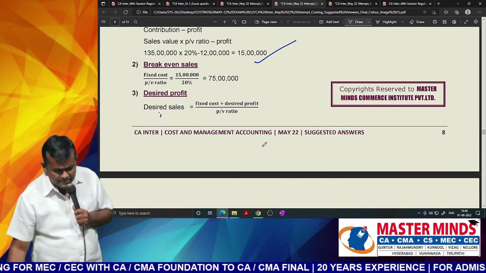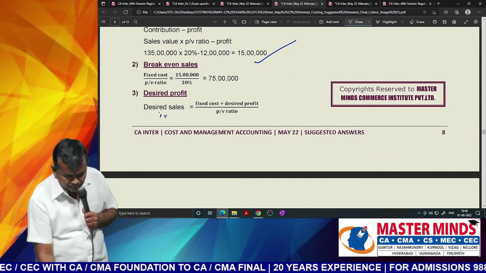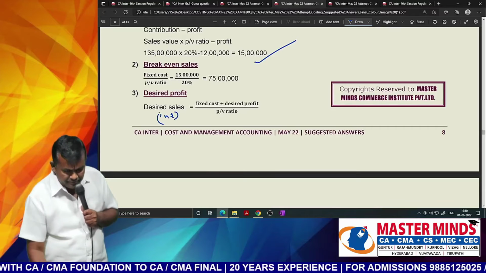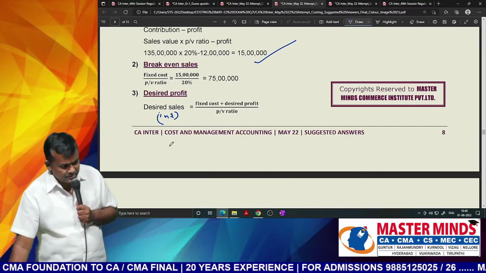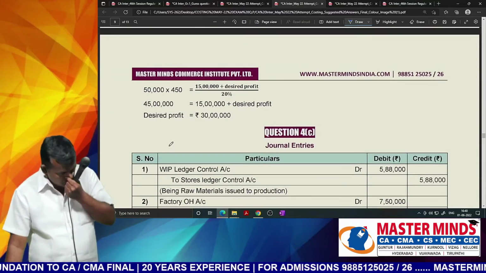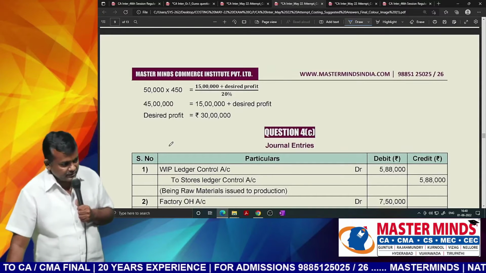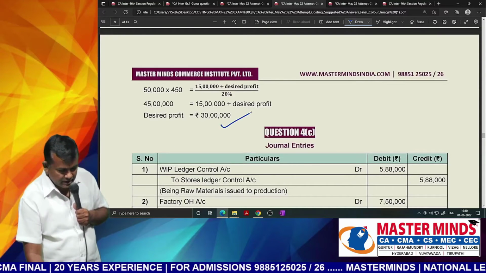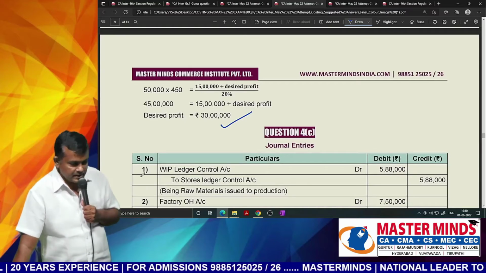So desired sales in rupees equals fixed cost plus desired profit by PV ratio. Desired profit equals 30 lakhs.